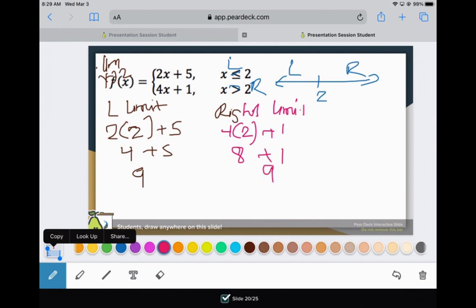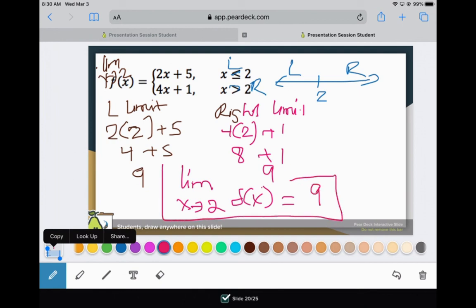So what is the limit of this problem then? It's not D and E, for those who told me D and E. It's not D and E, because look at the values for the left limit and the right limit. They are the same. So the limit is 9, because the left limit is 9 and the right limit is 9. They match. So they have the same values. That is the limit.